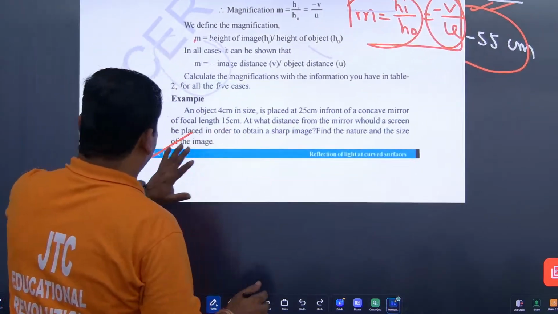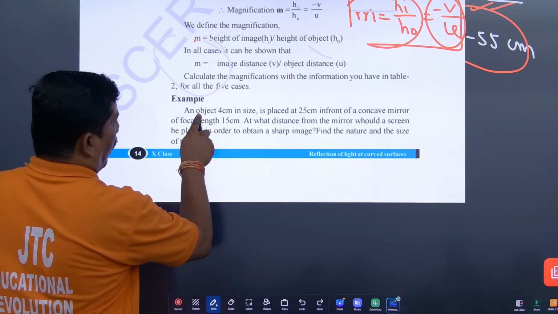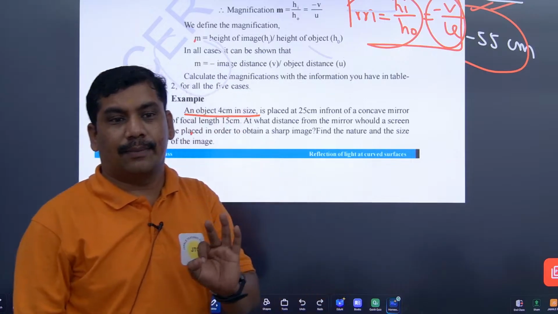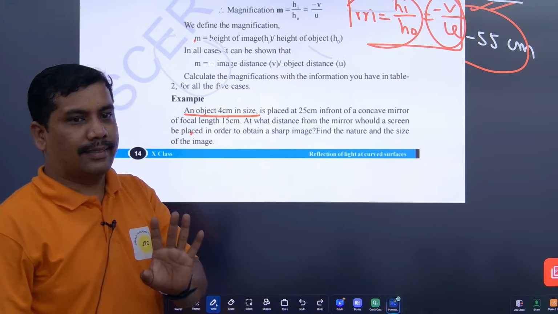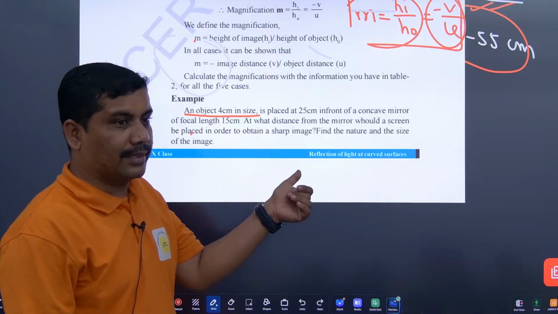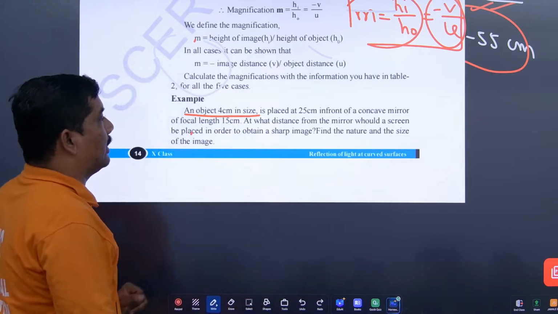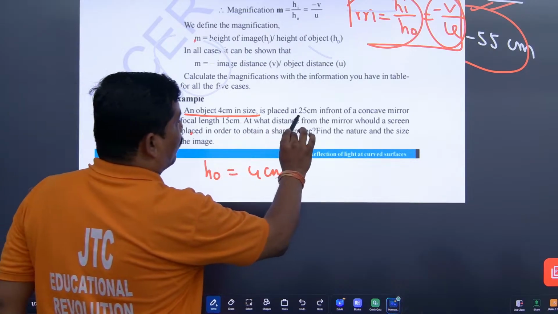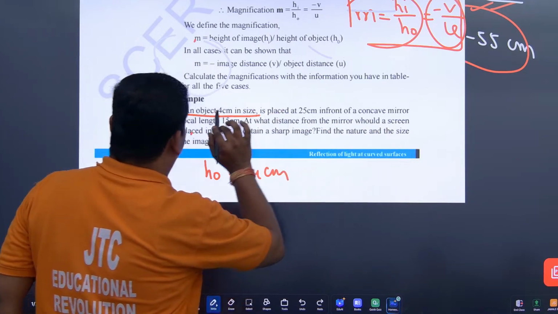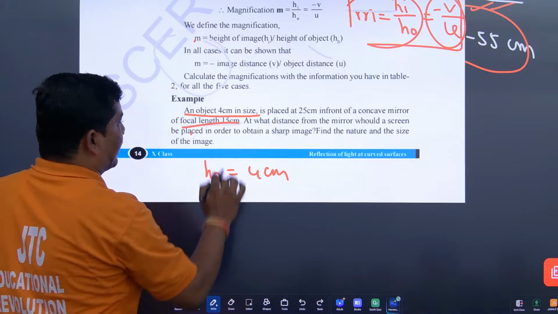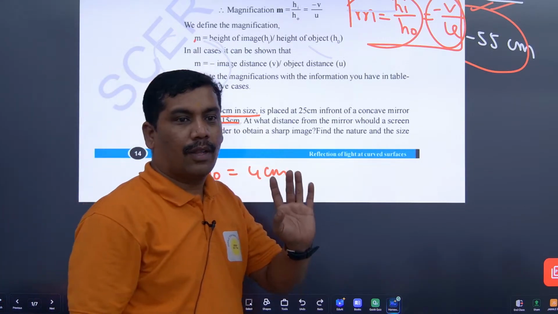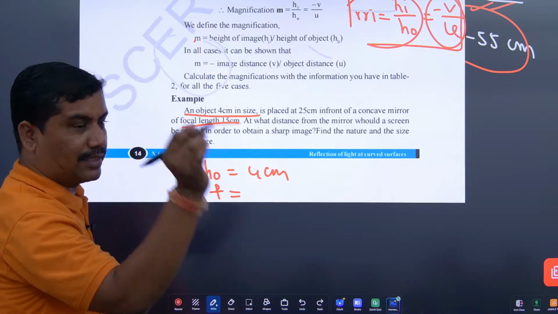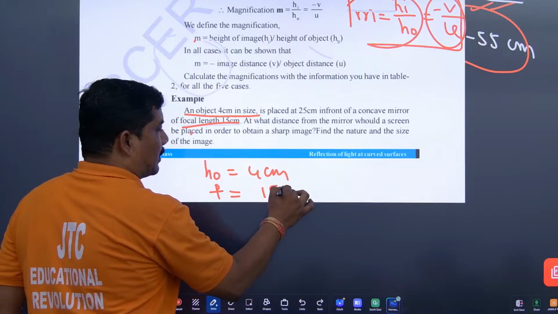See students, the question is this. An object of 4 centimeter in size. The size of the object is how much? 4 centimeter. Size means height. Whenever they mention size, you consider it as height. So the height of the object is 4 centimeter, placed at 25 centimeter in front of a concave mirror whose focal length is 15 centimeter. Focal length is denoted by small f. Already we discussed this. So focal length is 15 centimeter.